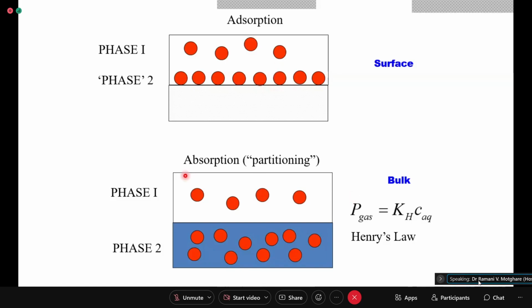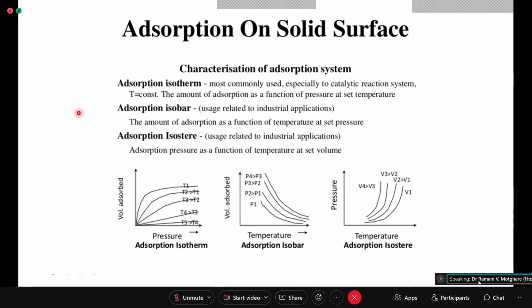And in absorption, you find that it gets partitioned: some remain in the bulk of the gas or liquid, and the rest of the molecules penetrate inside the other phase, just like a sponge absorbing water. So for the absorption part, P is equal to K_H times C aqueous, that is, it follows Henry's law. Then adsorption on a solid surface. There are different things that can be studied. Like you go for studying the adsorption isotherm.